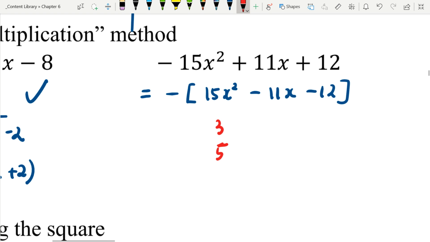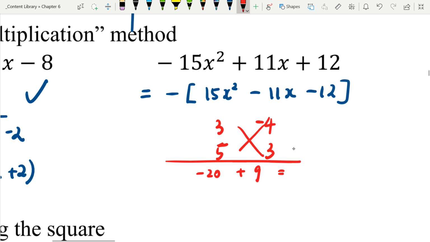Okay, so I want 11. If I put 4 here, it makes 20. If I put 3 here, it makes 9. 20 and 9 can give you 11, right? And I need negative 11, so I need a negative 4 here to make a negative 20. That's the thinking I have. So that's minus 20 plus 9, and that gives you minus 11. Okay, that works. Minus 11, that's what I want.